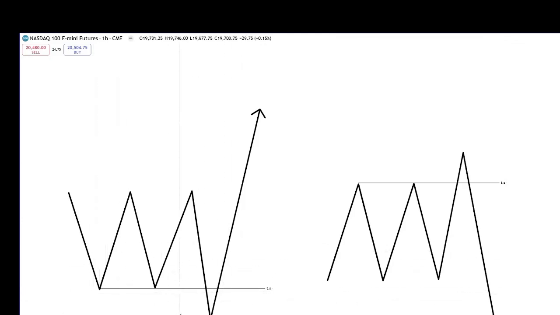A turtle soup can be valid one of two times: with a wick below a low, no close below, or one close below, not two. As soon as there are two candlestick closes, you can eliminate the possibility of a high probability turtle soup.